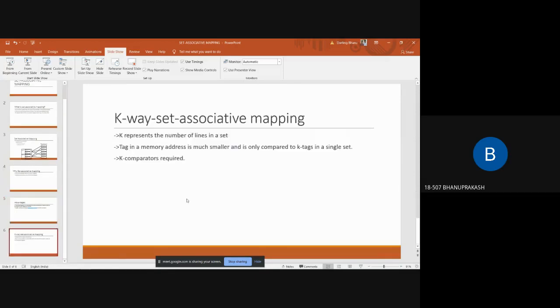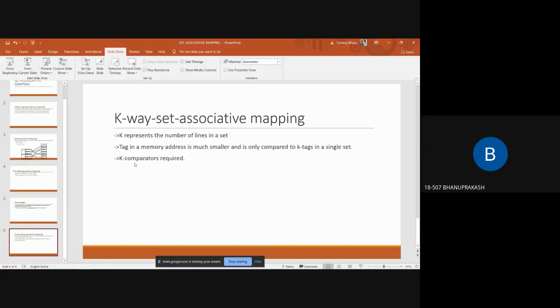So K-way set associative mapping. What is K-way set associative mapping? K-way set associative mapping is nothing but set associative mapping where we add the name K. The K represents the number of lines in a set. We discussed that cache memory has lines which are part of the sets. How many lines are present in a set is termed K. The tag in a memory address is much smaller and is only compared to K tags in a single set. Only K tags are compared in a single set.